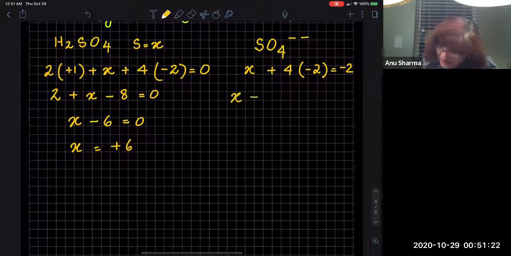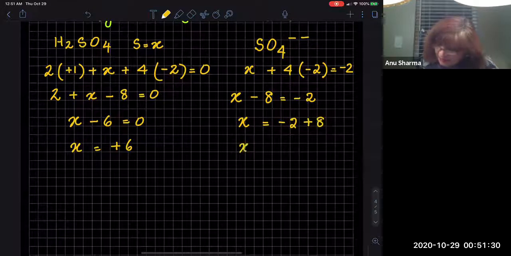That's why. So X minus 8 is equal to minus 2. X is equal to minus 2 plus 8. And this becomes X is equal to positive 6. So in this case also it is positive 6.